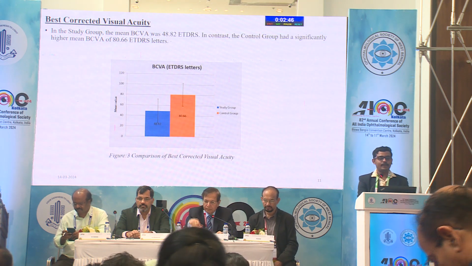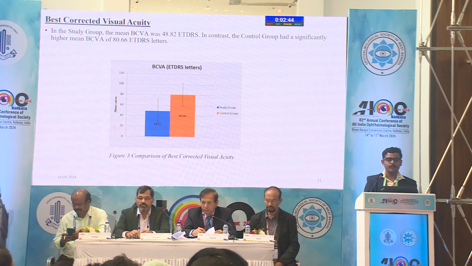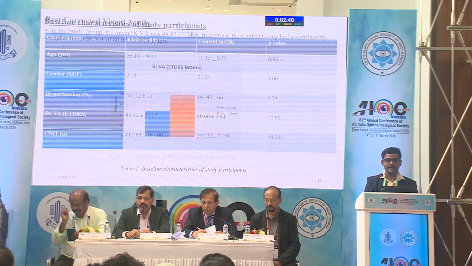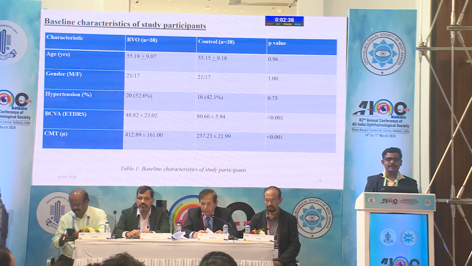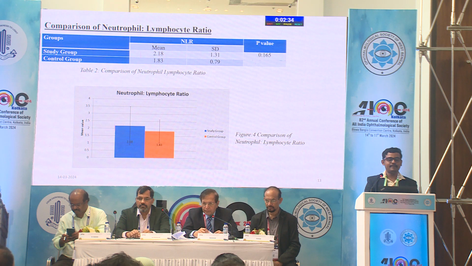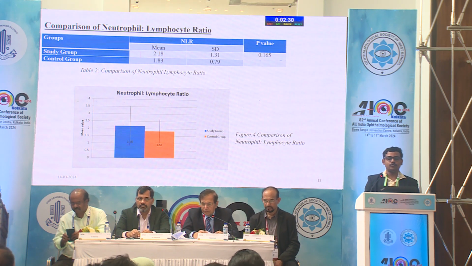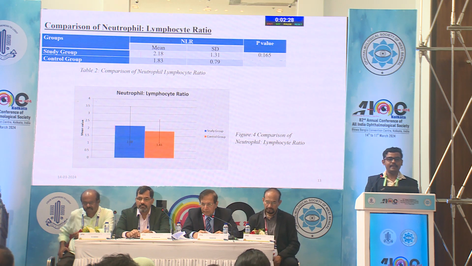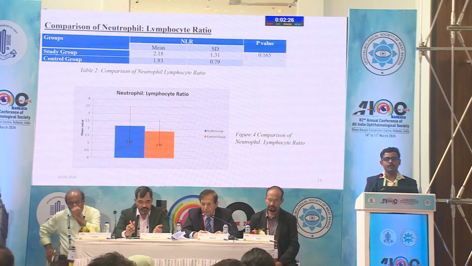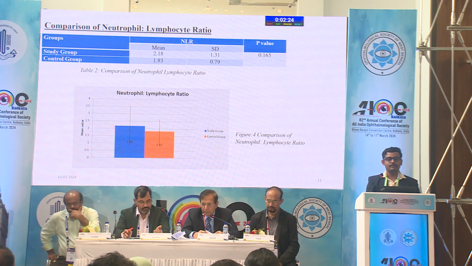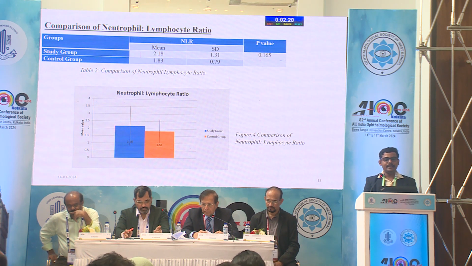Best corrected visual acuity in the study group was 48.82 ETDRS letters and in the control group 80.66 ETDRS letters. And this is the baseline characteristics of study participants. And this is the main study variable, NLR. In the study group mean NLR was 2.18 and in the control group mean NLR was 1.83. The study group had a higher mean NLR, but this is not statistically significant.